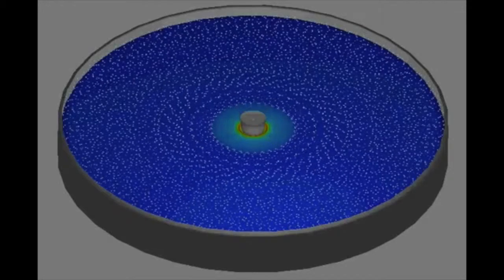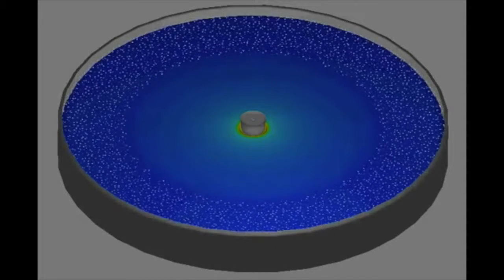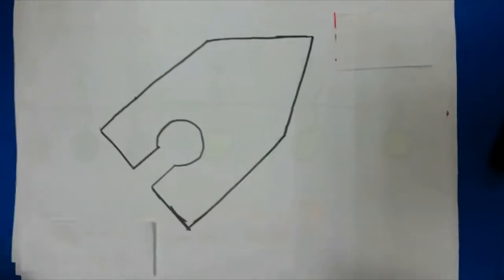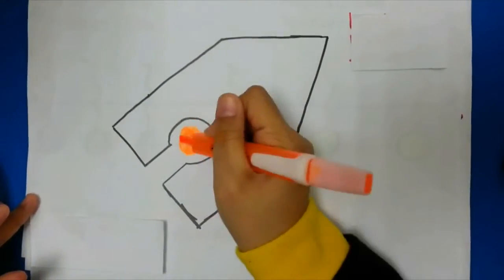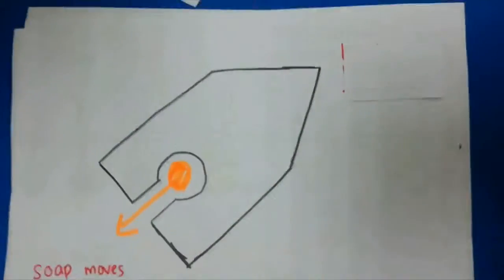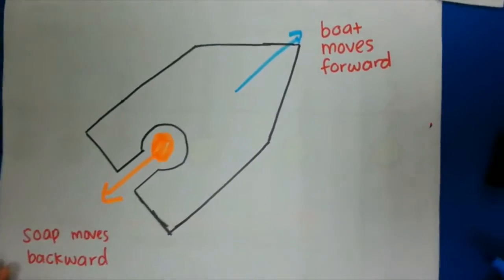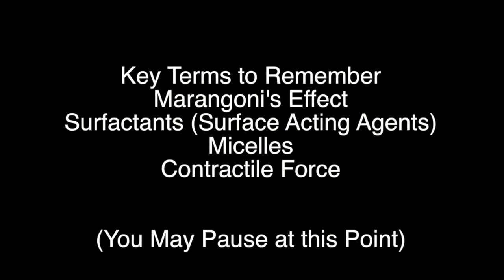As you can see here in this animation, a better representation of the soap interaction with water, once we put the soap in the middle, the water starts pulling away from the soap. So in our example that we did in the activity, you place the boat in the water and you place the soap in the hole. As the soap is dropped, the water will push away from the soap in this direction, move backwards, and then the boat will move in this direction, moving forwards. This is the interaction of Marangoni's effect. The key terms to remember for this activity are Marangoni's effect, surfactants, otherwise known as surface acting agents, micelles, and contractile forces.